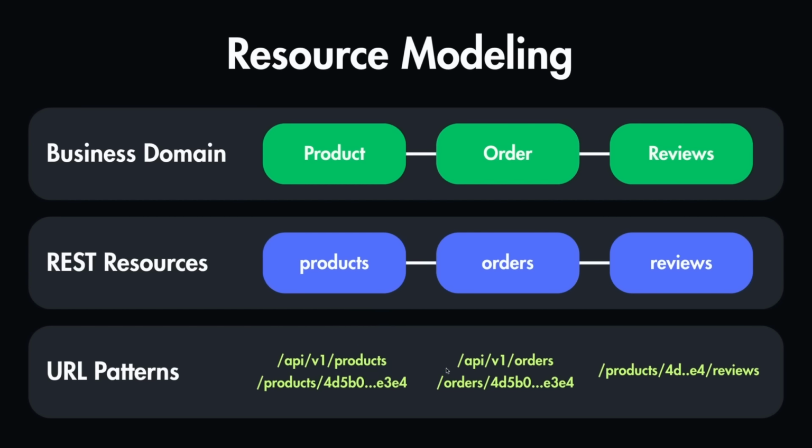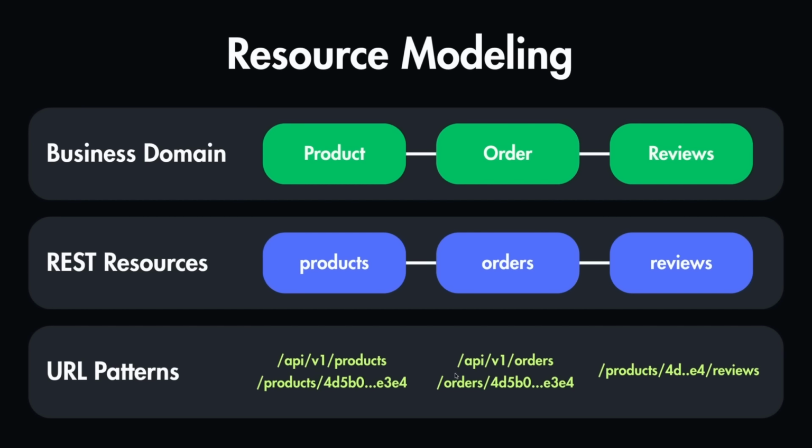So to fetch orders, for example, you don't define the URL as get orders. You just define it as /orders, and depending on the method that we use, let's say it's a GET method, then you will retrieve the orders. If it's a POST method, then you will create an order, and so on.